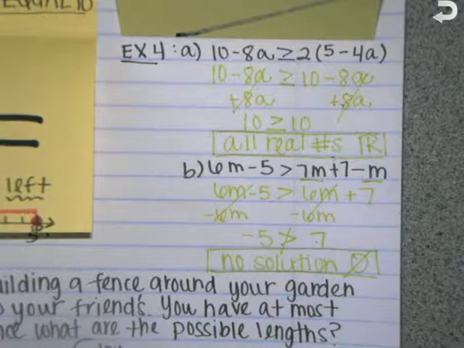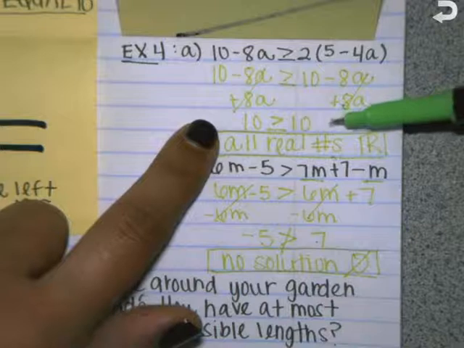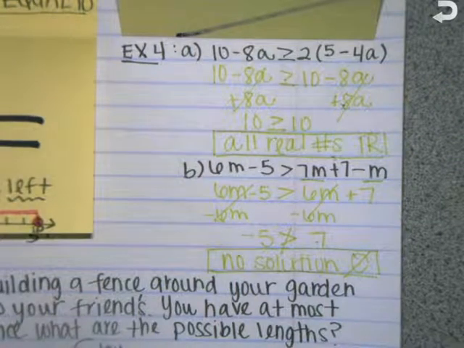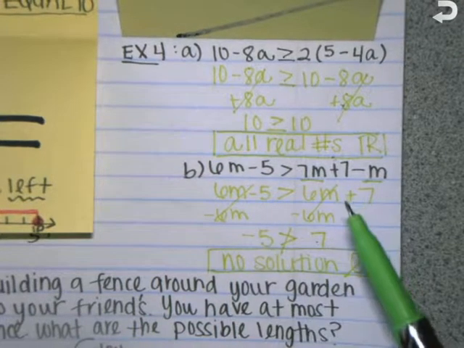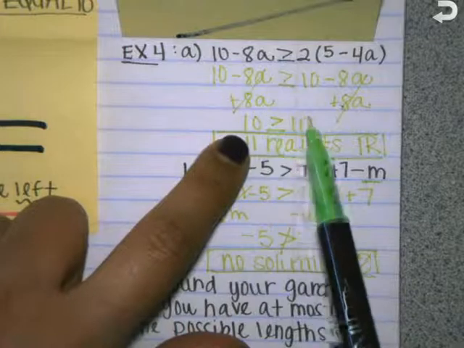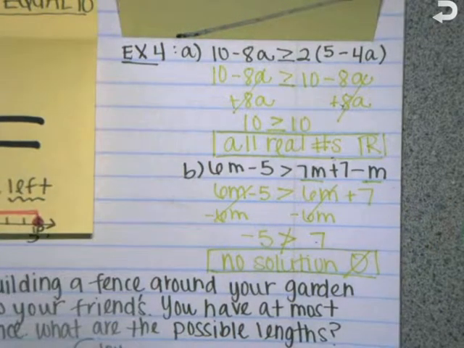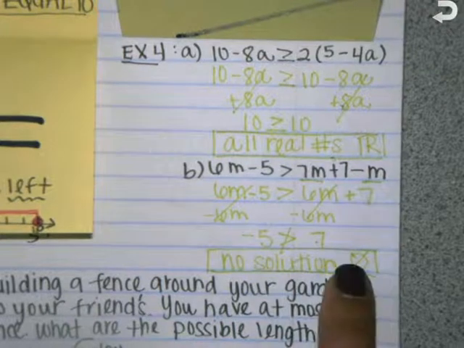Question. What if in part A I got 10 greater than 10? Same thing. Is that all reals or is that no solution? No solution. That's no solution. You have to have the equal sign if you have the same numbers, okay? If I ended up with like 7 greater than 3, that's true, so that's all real numbers. So a true statement is all real numbers. A false statement is no solution.